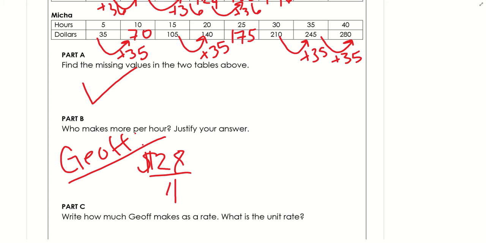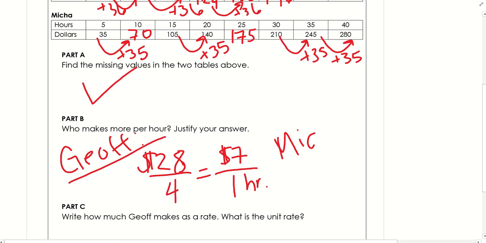per 4 hours. Is this in simplest form? Show me yes or no, scholars. No, it is not in simplest form because they both have a factor in common. They both have the factor 4 in common. So I have to divide 28 by 4 and I will get 7. Then I have to divide 4 by 4 and I get 1, which means that I make $7 per 1 hour if I am Jeff.